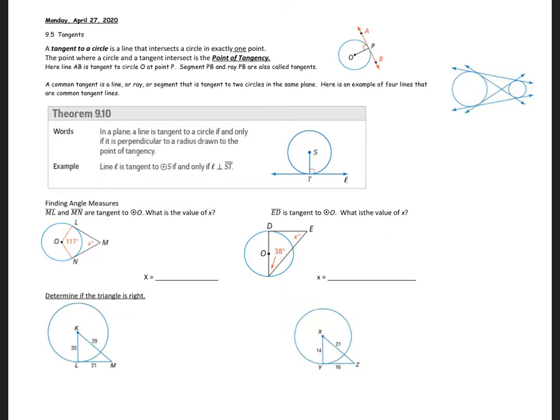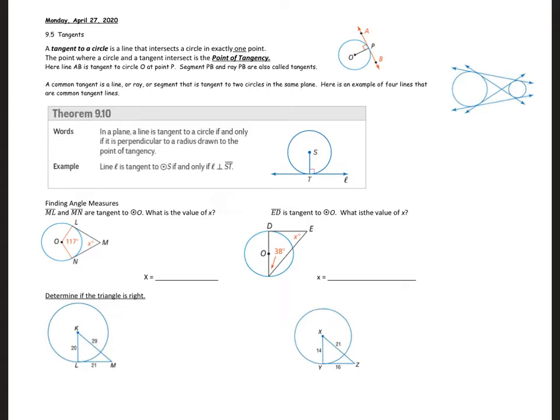A common tangent is a line or ray or segment that is tangent to two circles in the same plane. Here's an example of four lines that are common tangent lines. If I follow this line out right here, I see that it is tangent to the small circle and the large circle. I've got another line that's tangent to two circles, and then I have this line that's tangent to two circles.